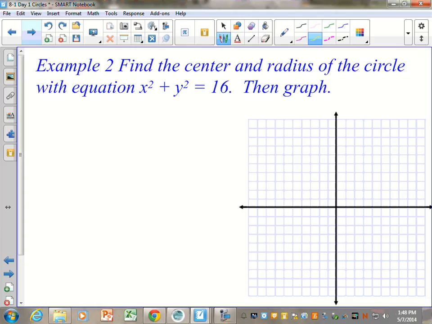Miss Dixon, you gotta teach us, very inspirational. What's the center of this? There's nothing there. So, oh, it's still yellow. The center is 0, 0. And if this is the radius squared, then what's the radius gonna be? Oh my goodness.